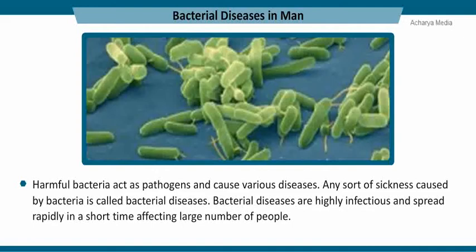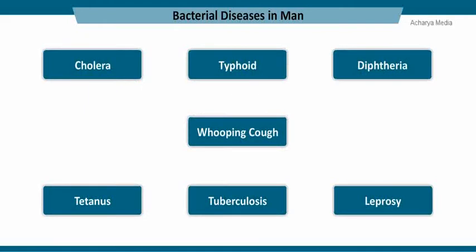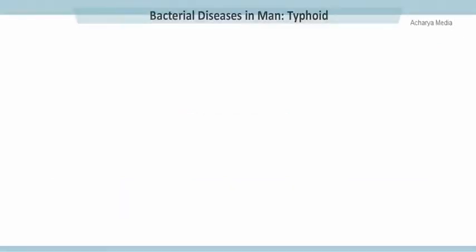Any sort of sickness caused by bacteria is called bacterial diseases. Bacterial diseases are highly infectious and spread rapidly in a short time, affecting large number of people. Cholera, typhoid, diphtheria, whooping cough, tetanus, tuberculosis, and leprosy are some of the common bacterial diseases.